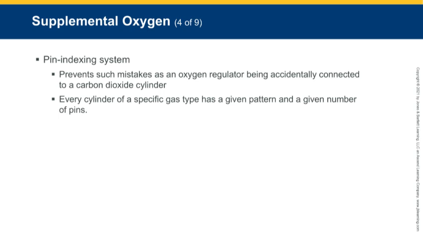The pin indexing system prevents oxygen regulators from being mistakenly attached to the wrong type of gas cylinder. Each gas has a unique pattern of pinholes on its cylinder valve to ensure that only the correct regulator can be attached. This system is vital for preventing mix-ups between oxygen, carbon dioxide, and other gases, which could have life-threatening consequences.